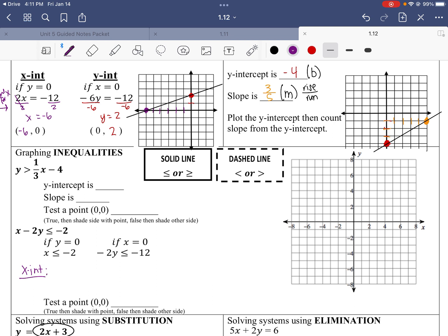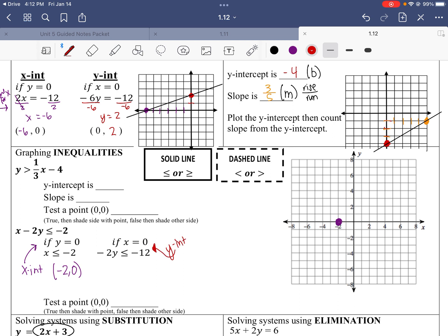So we would do if y equals 0. I guess I'll just put an arrow here. So if y equals 0, well, that would leave us with x is less than or equal to -2. So the point that we would use then is -2, 0. So we'd come over here and put our point on -2, 0.